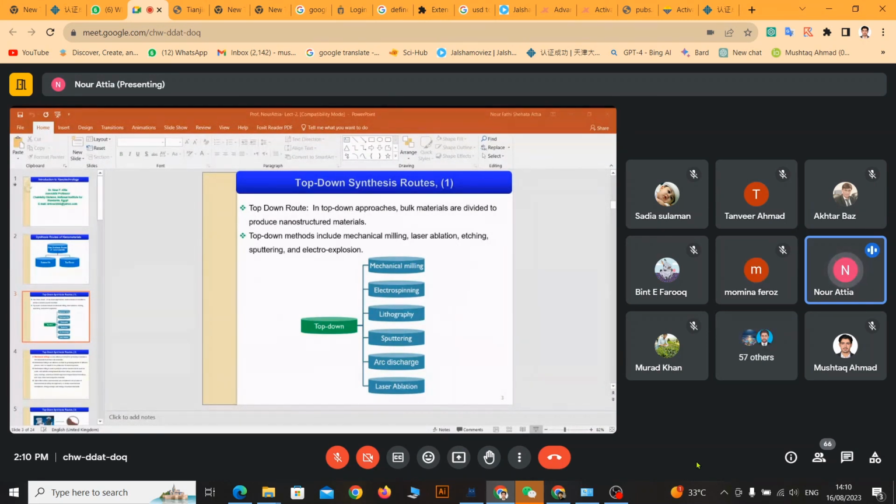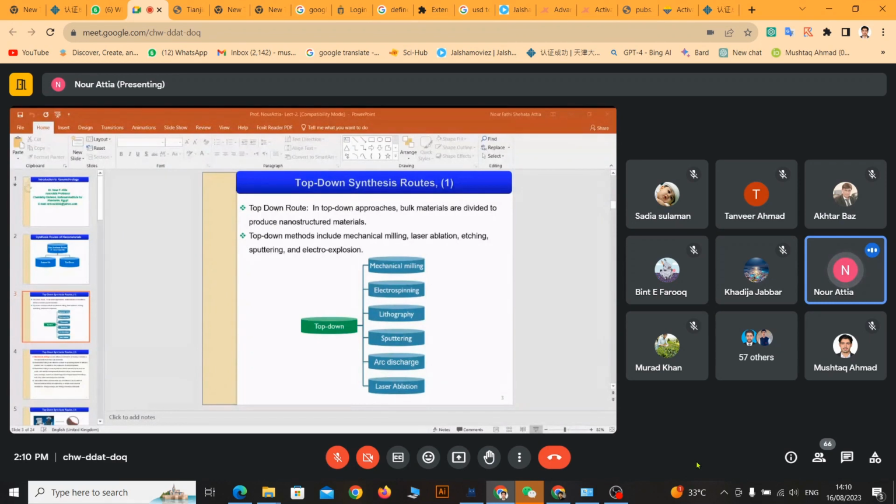This is like mechanical milling. Some of them are chemical, some of them are physical. It's based on some physical phenomena and chemical phenomena, but mainly the bottom-up is chemical and the top-down is physical. So we have mechanical milling, or we can say ball milling, and we will talk later in detail. Electrospinning, lithography, sputtering, arc discharge, and laser ablation.